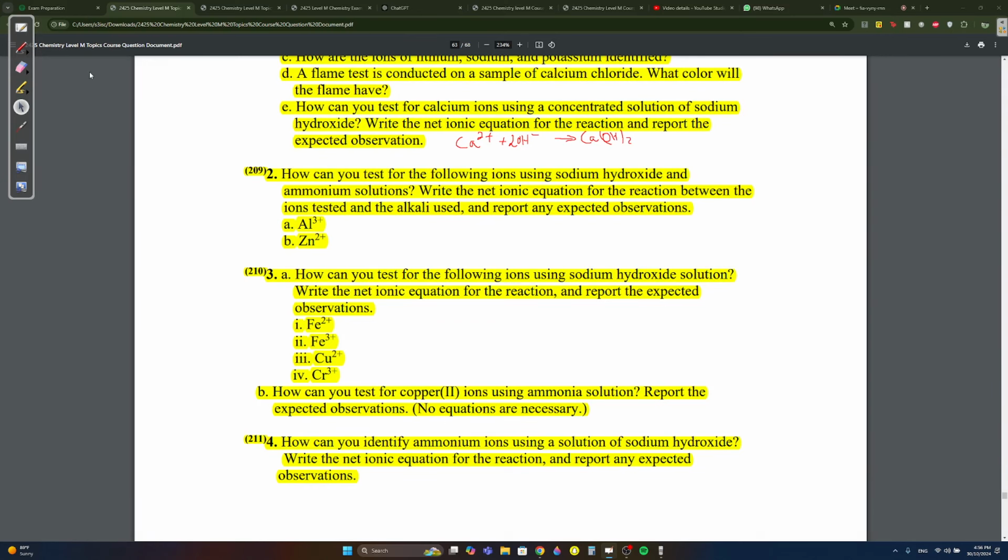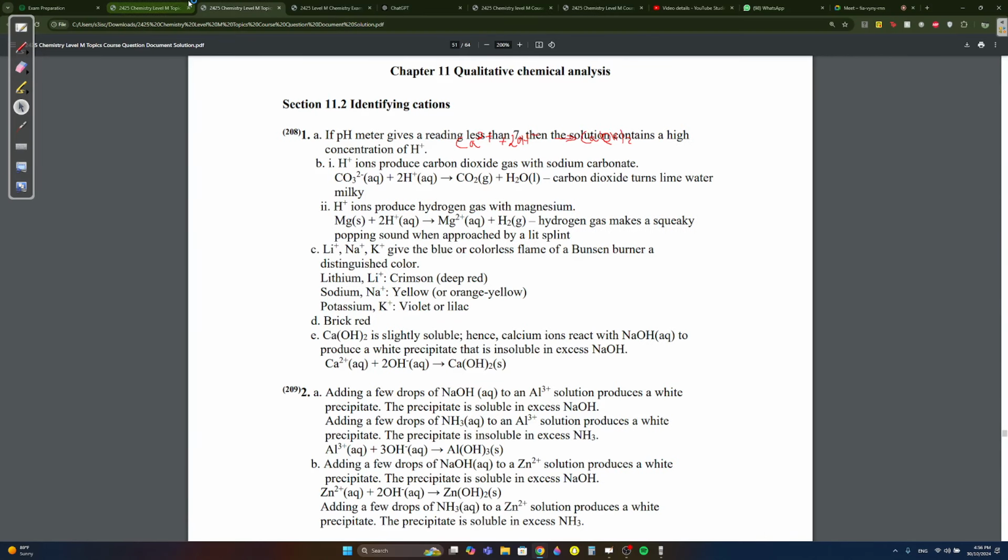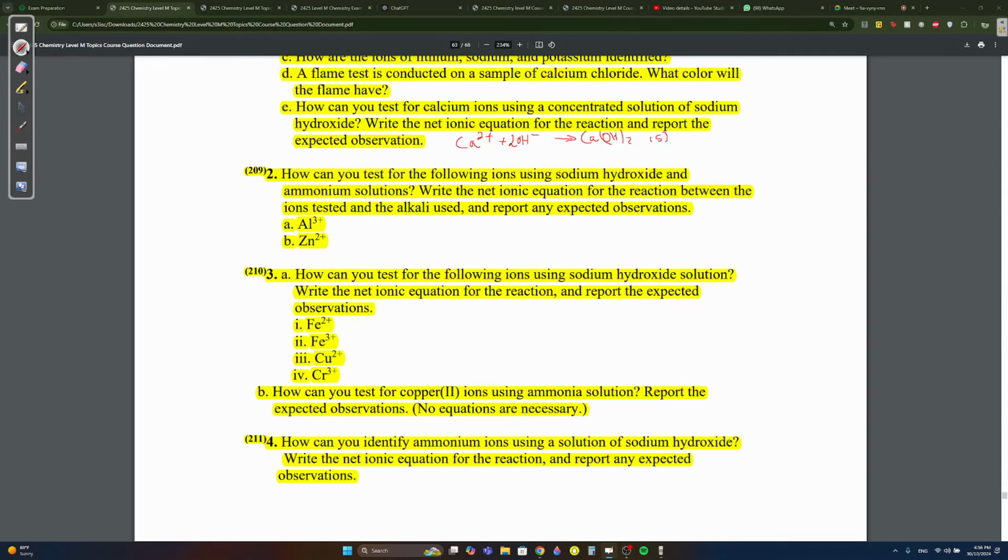I think this is a double arrow. It is a double arrow. No, it's not. Okay, guys, since it's insoluble, I have to say it's solid.